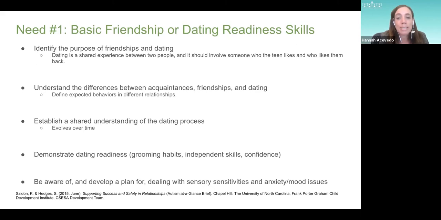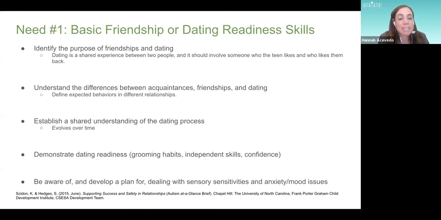For example, with teenagers, we want to make sure that the teenager understands that dating really involves 2 people. It's a shared experience. And it really needs to involve someone you like, but also the person needs to like you back. Another area that can be difficult to understand is the difference between acquaintances, friendships, and dating relationships, and that there are different expected behaviors in the different relationships. So things that you're going to tell someone you're dating, or the physical space that you have when you're dating, is very different than with someone that you don't know as well.